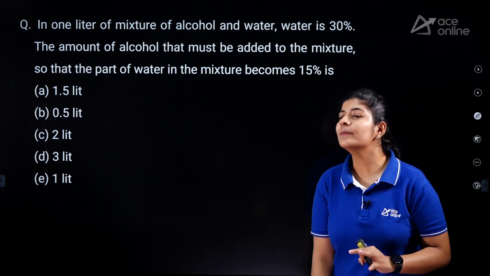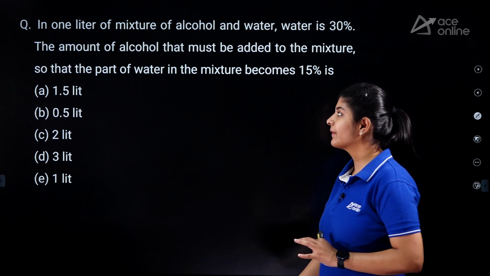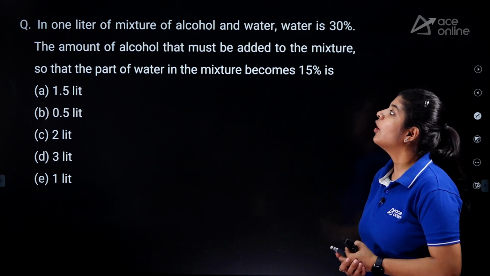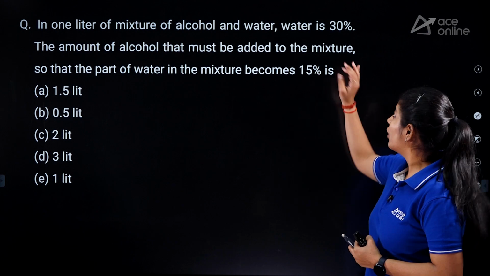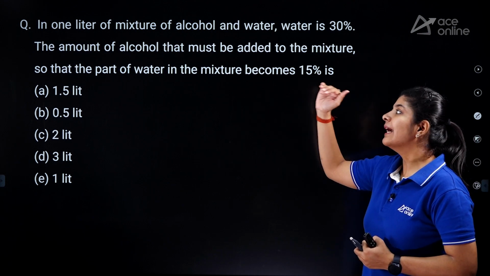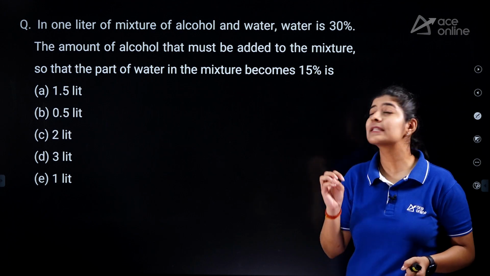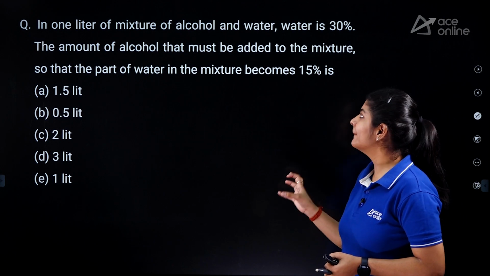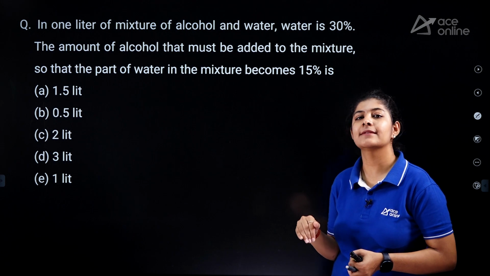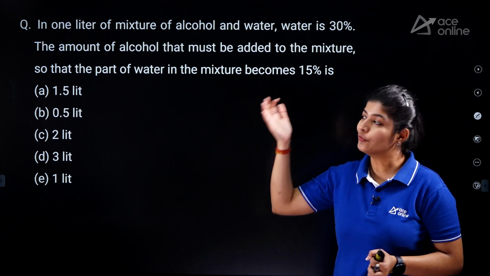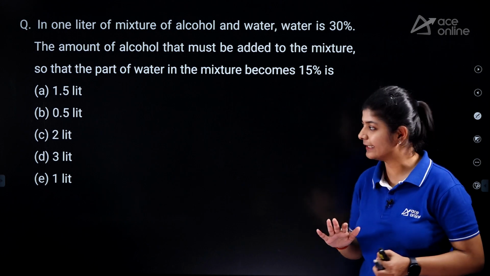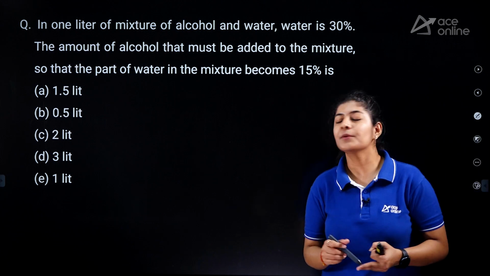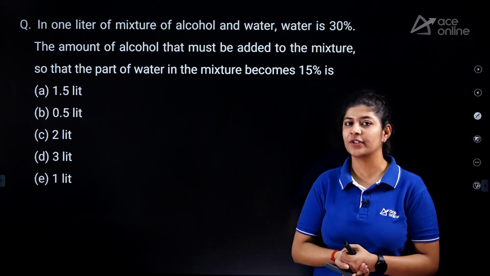So the next question is from the concept of mixtures and alligations, and the question says that in 1 liter of mixture of alcohol and water, water is 30%. The amount of alcohol that must be added to the mixture so that the part of water in the mixture becomes 15% is. Now you just have to think and solve the question accordingly. Just simply try to answer this particular question. You have 30 to 40 seconds for this question.